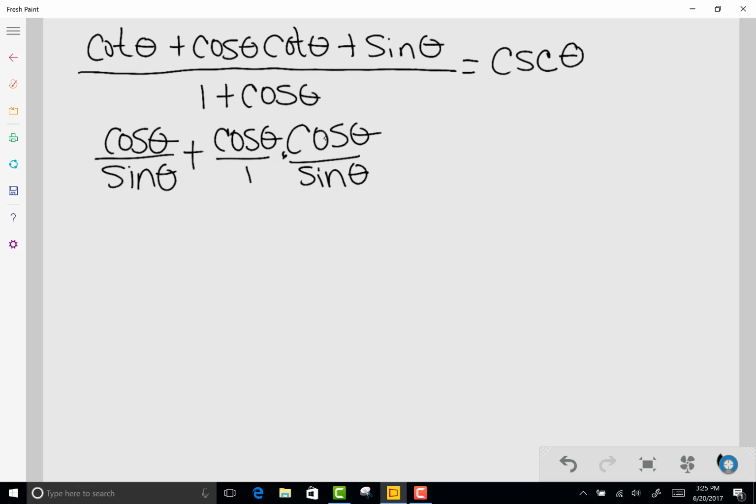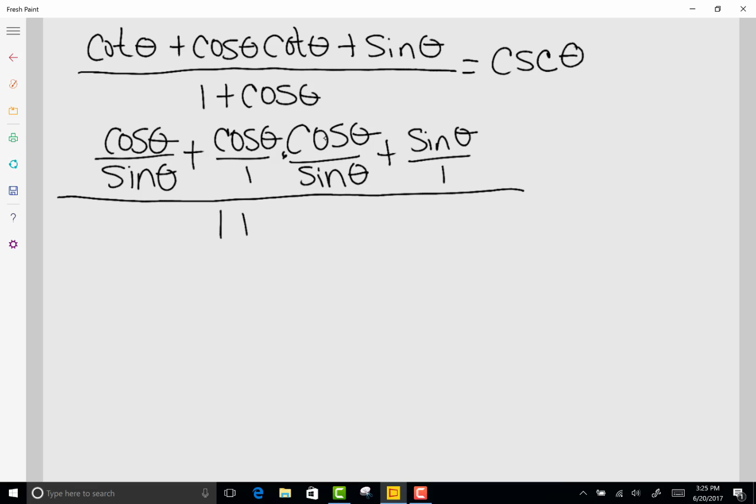I still have sine left. So I'll write that as sine theta over 1. And then I still have this all over 1 plus cosine theta. A little messy. We just got to take our time. Now, I want to maybe try to combine the fractions on the top. So they all have a common denominator of sine theta except for this last fraction here. So I'm going to multiply the top and the bottom here by sine theta.